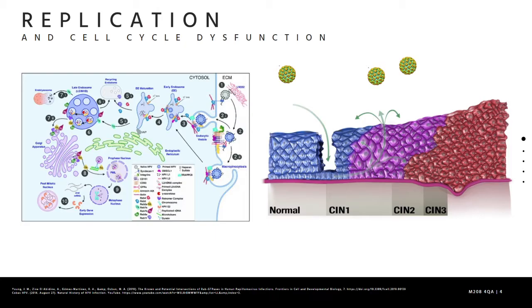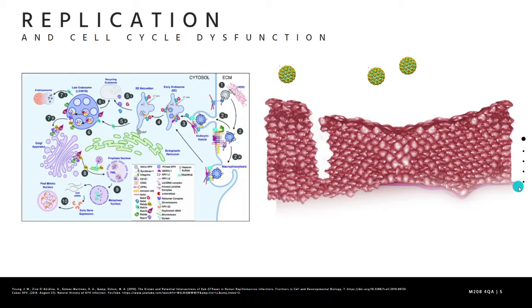And because of this non-scheduled replication, you see an accumulation of cells leading to the disruption of the normal appearance of the epithelial tissue. And the degree of this disorganization is used to describe the lesion. And when these abnormal cells breach the basal cell membrane, that's when invasive cervical cancer happens.